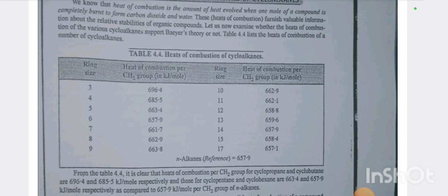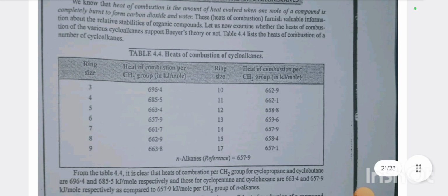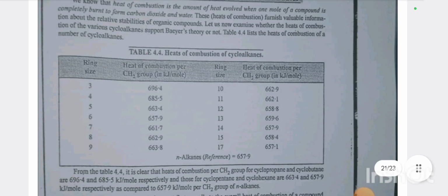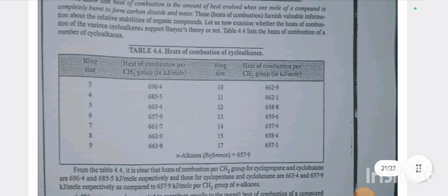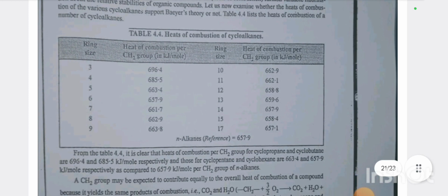We know that the heat of combustion is the amount of heat evolved when 1 mole of a compound is completely burnt to form carbon dioxide and water. These furnish valuable information about the relative stabilities of organic compounds. Let us now examine whether the heat of combustion of various cycloalkanes support Baeyer's theory or not.